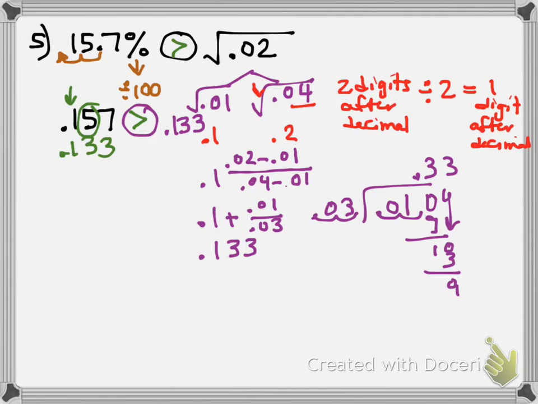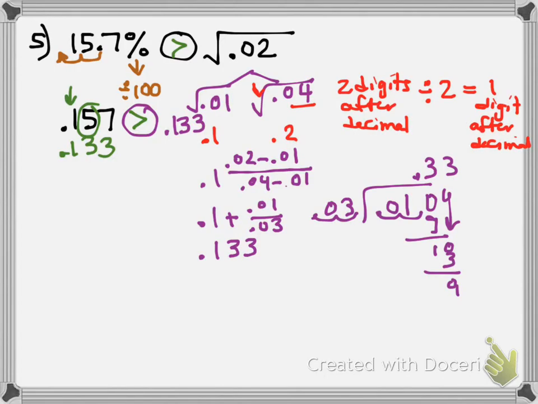Now, you could have kind of eyeballed this since 0.01 is closer to 0.02. Your answer is going to be closer to 0.1. There's no way it would be halfway down the middle of it. So you would say that it has to be less than 0.15. So you can kind of use some logic on that. All right, let's do one more.